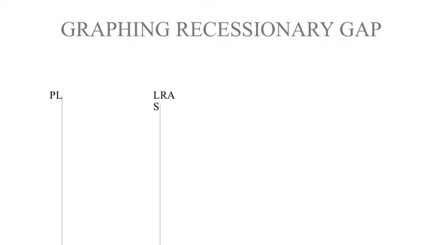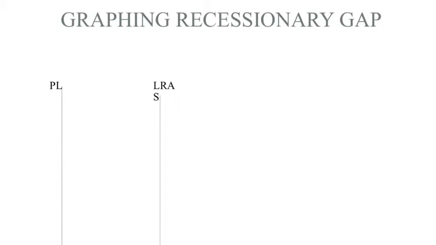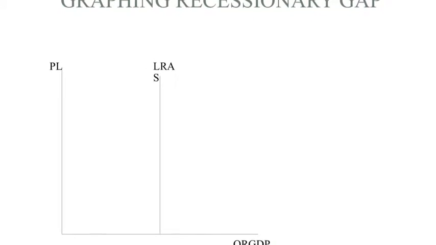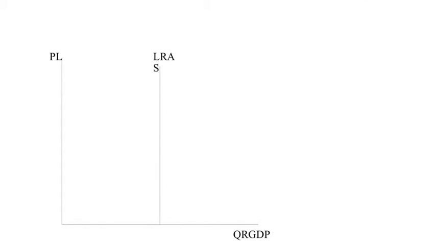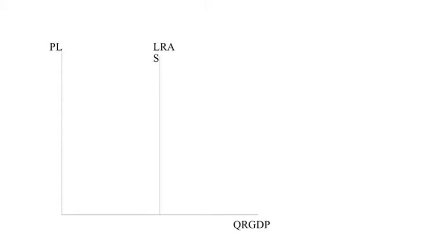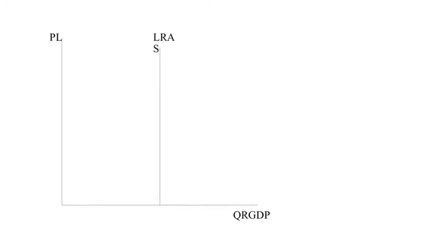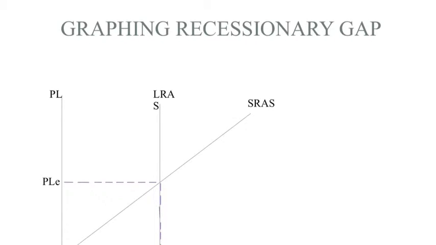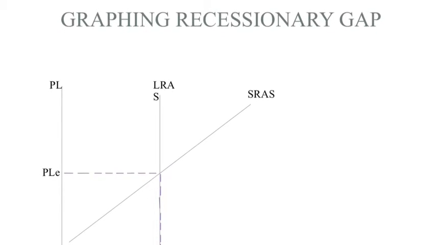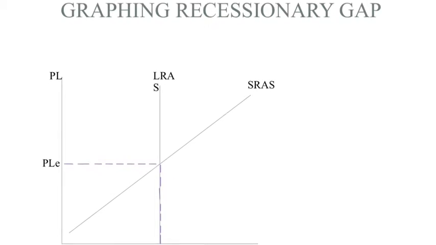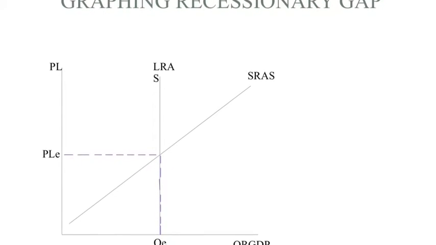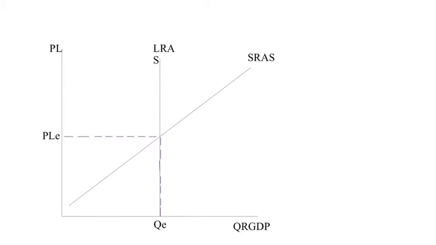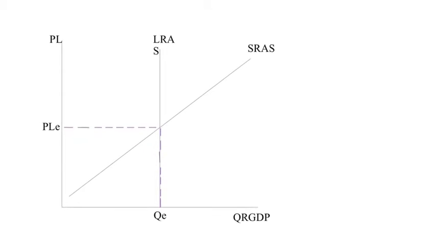Next, we're going to graph recessionary gap, which is what happens when the economy is in a recession. So again, you start with your graph labeled PL for price level and QRGDP for quantity of real GDP, and start with your vertical line of long-run aggregate supply. Next, you're going to graph the line that does not change. In this case of a recessionary gap, you're going to graph the short-run aggregate supply, which remains where it was in equilibrium, and plot your point to show where equilibrium should be, and that would be where price level and quantity equilibrium stay.